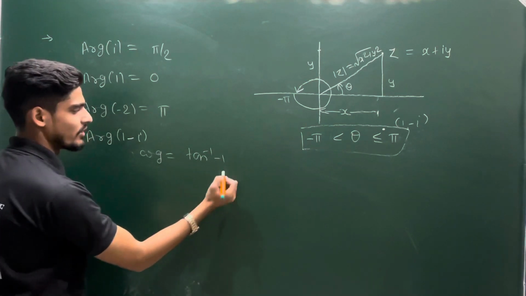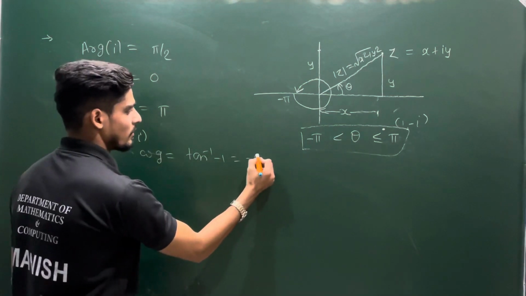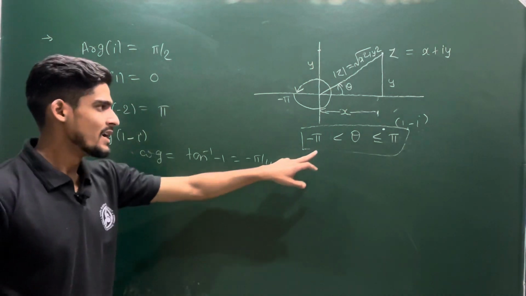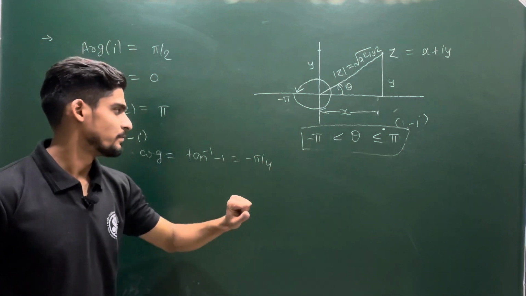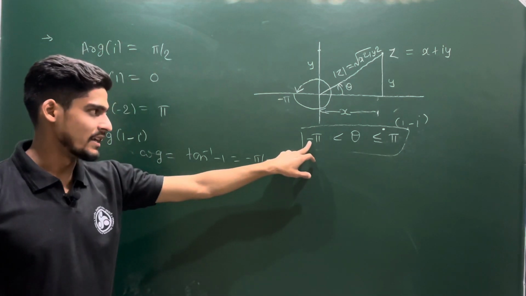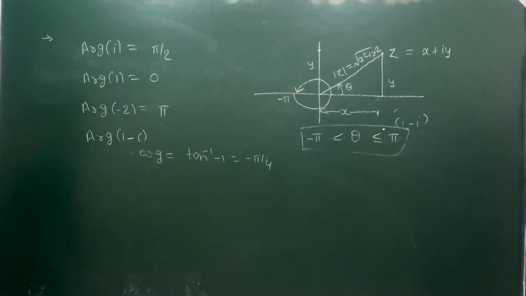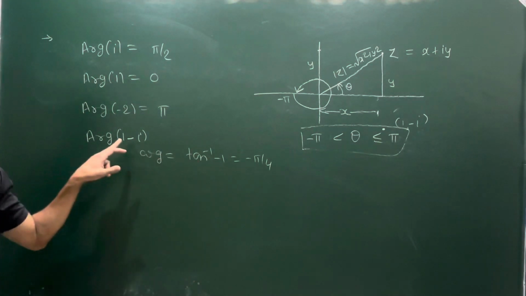So this is tan inverse of minus 1, so it will be minus pi by 4. And you can easily observe this minus pi by 4 is bigger than minus pi and less than pi. So this will be my principal argument for 1 minus iota.